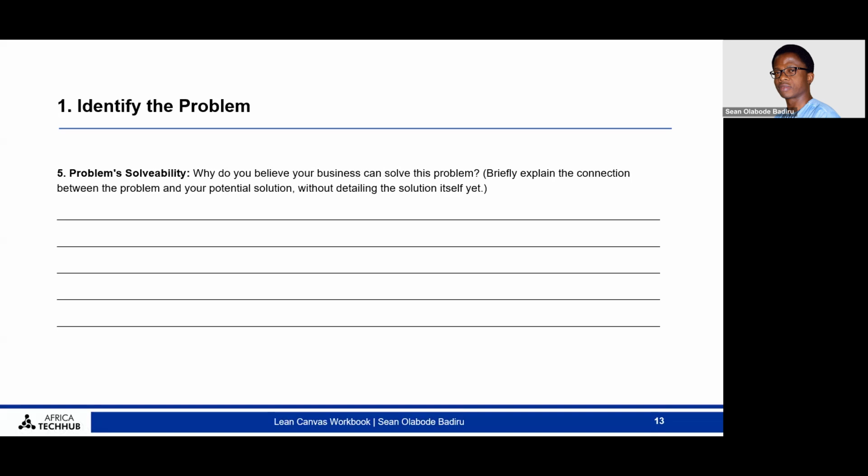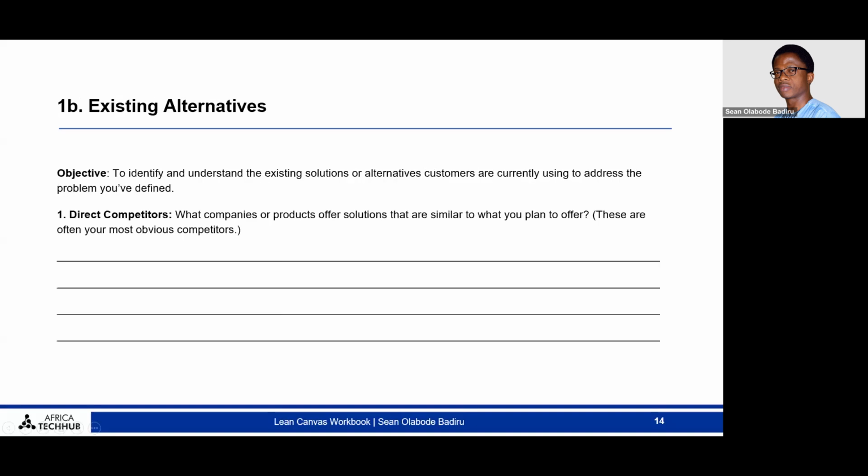And then the fifth, why do you believe your business can solve this problem? Here, you have to be able to explain the connection between the problems and your potential solutions without detailing the solution itself. You can say things like, as a fintech organization, you're identifying this problem, and what are you going to do? You can develop a user-friendly, automated time tracking and payroll software that simplifies these processes for our business owners, reducing errors and saving time. That could be the solution you are providing to this problem. So now you are done with the problem aspect of all of this.